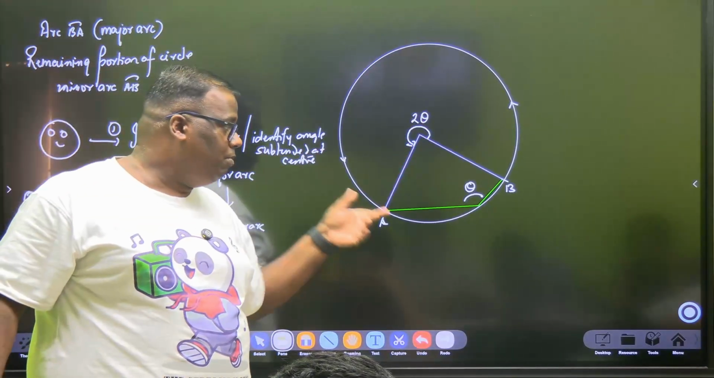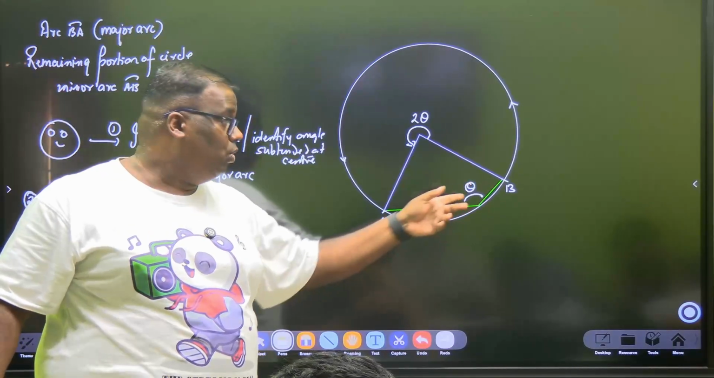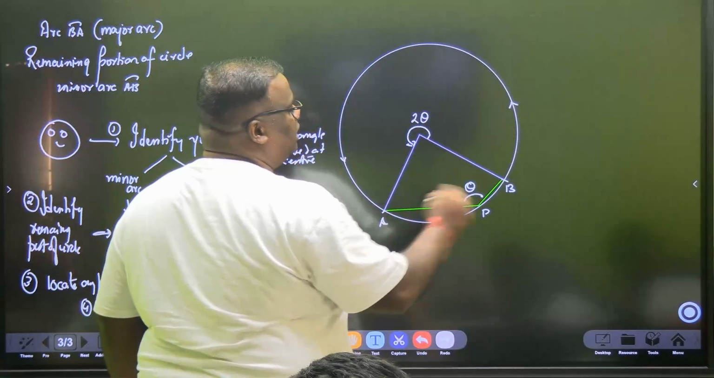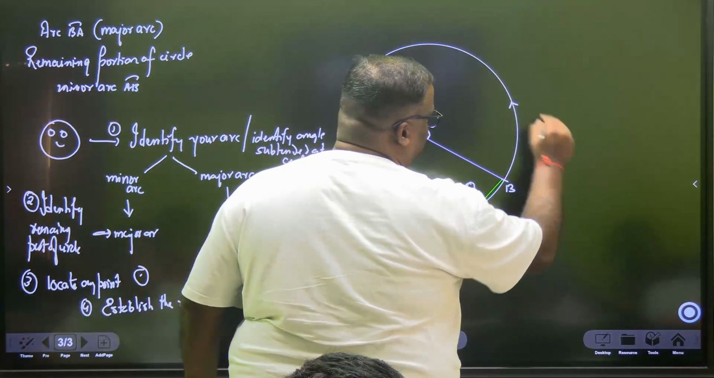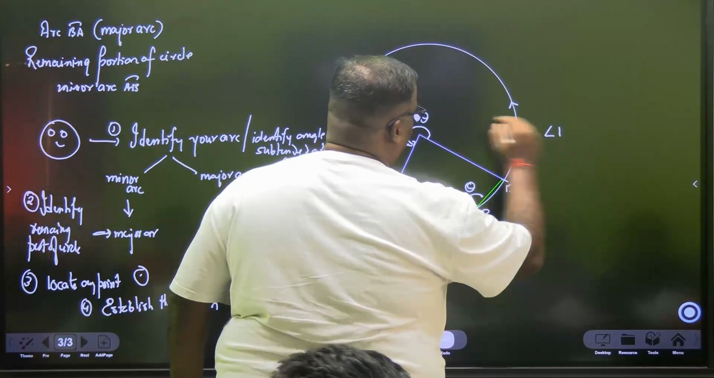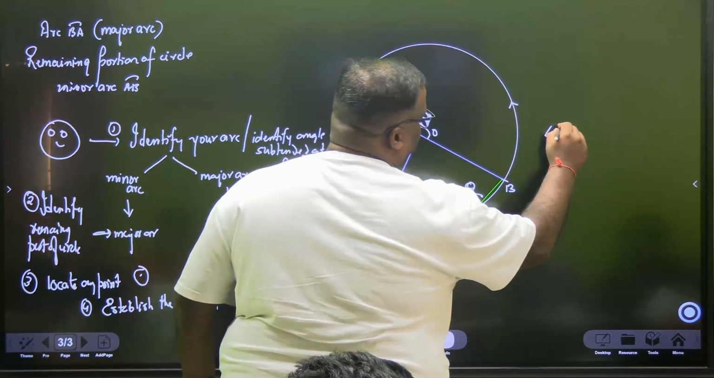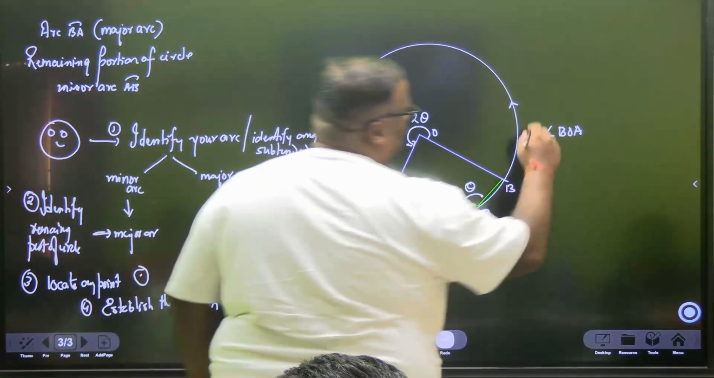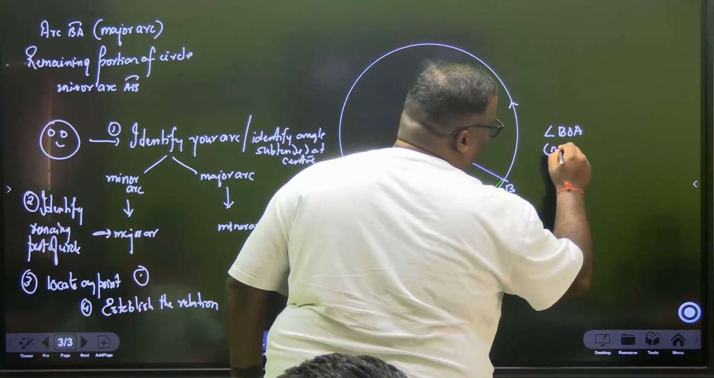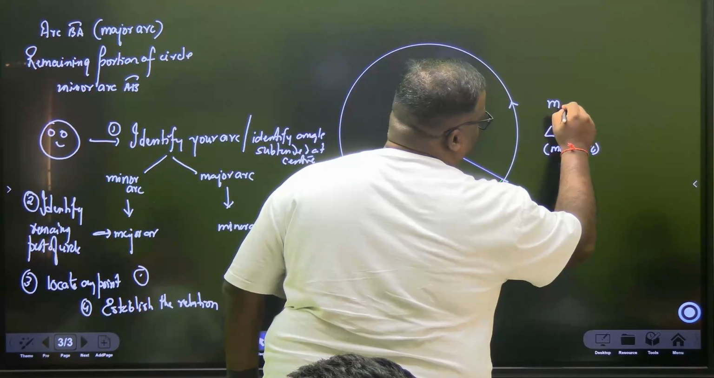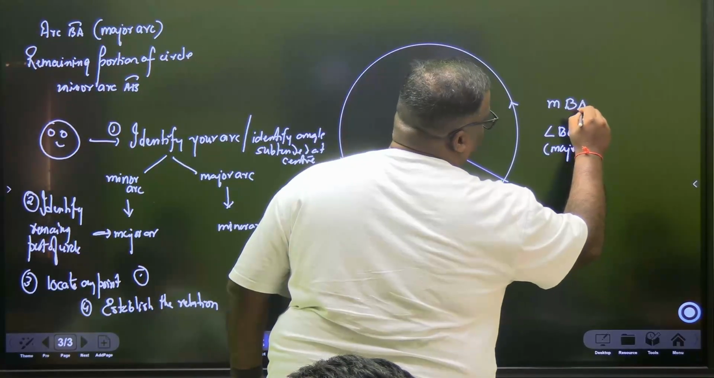Then identify the remaining portion of the circle. Locate any point. I have located this as the point. And then establish the relationship. So my relationship will be angle B, this is O, BOA. Now this BOA is not this, huh? So you can say angle BOA where you say major arc. And otherwise you can write measure of arc BOA.